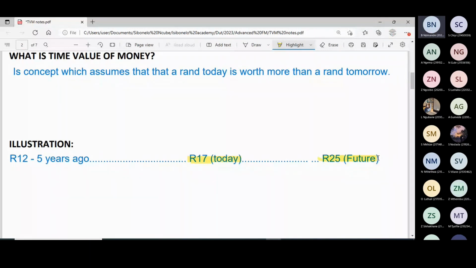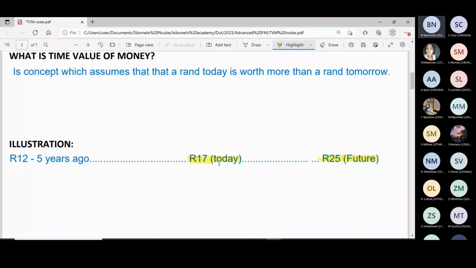So now I believe you get the concept. The time value of money is the concept which assumes that a rand today is worth more than a rand tomorrow. So if you have 17 rand today, you can afford a loaf of bread. But in the next 5 years, 17 rand will not be enough to afford you a loaf of bread. So it has more value today than in the future. So that is the concept of time value of money. So guys, are you with me?